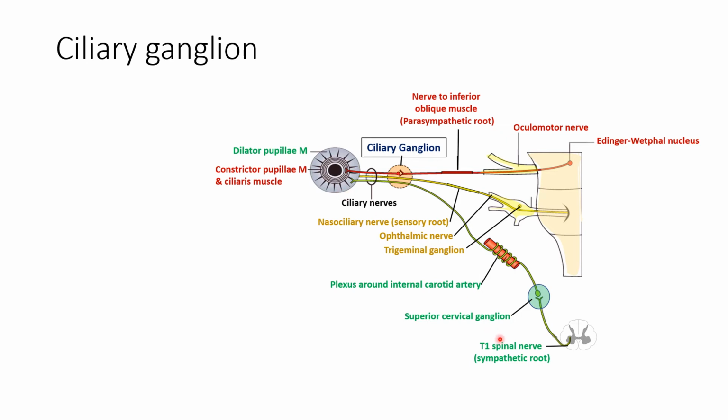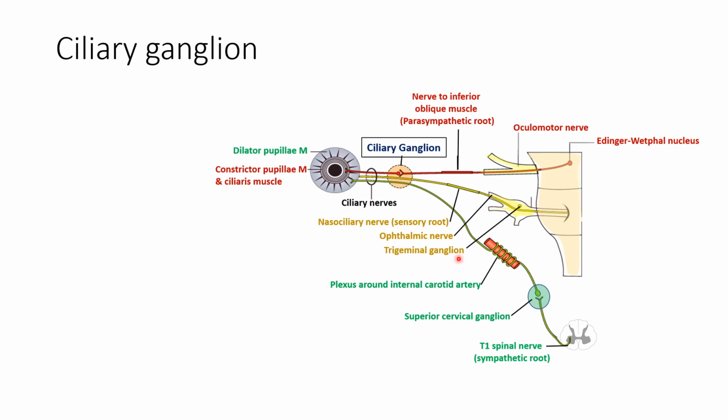And the third one is the sympathetic root. This sympathetic root, you can see, is a branch from the internal carotid plexus. You can see the plexus around the internal carotid artery. So it's a branch from the internal carotid plexus and it contains postganglionic fibers from the lateral horn.